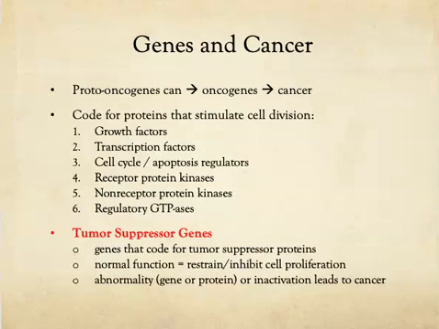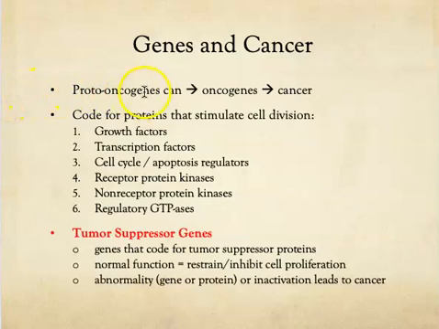So far, we've talked about how certain perfectly normal genes, proto-oncogenes, can sometimes become oncogenes and contribute to the development of cancer. There is another group of genes, though, that we need to talk about, and those are genes that are called tumor suppressor genes. Again, perfectly normal genes that code for proteins that can help suppress the development of cancers.